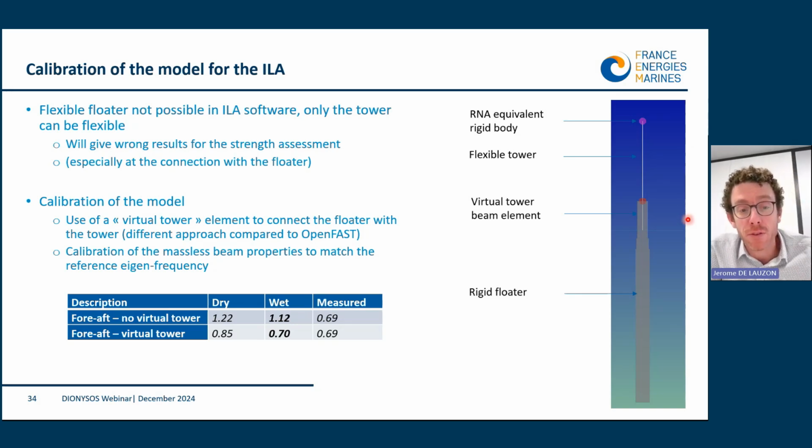And in Opera, for this, we use a virtual tower, which is a slightly different approach compared to OpenFast. Here, we will not modify the existing tower, we'll just add another element. So on the right-hand side, you'd see the rigid floater, the flexible tower on the top, and the RNA, of course. And here, we have added another beam element that connects the rigid floater to the bottom of the tower. And by doing this, we can adapt the properties of this beam to match the target eigenfrequencies.